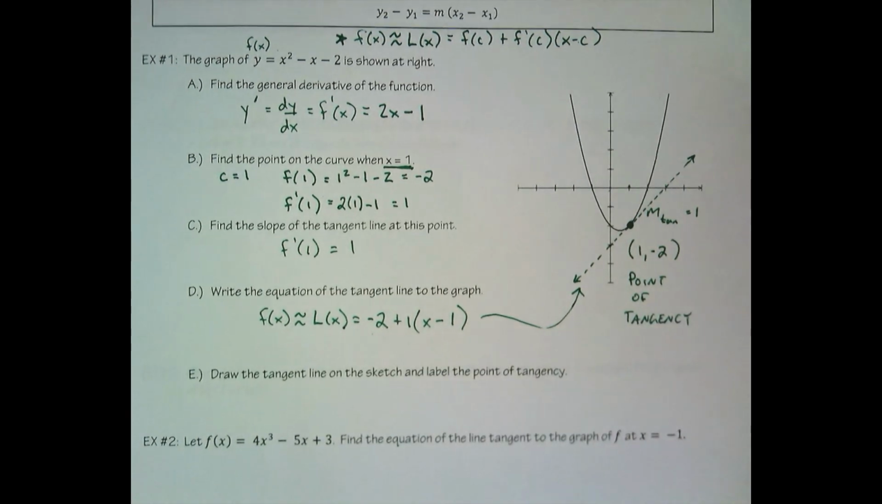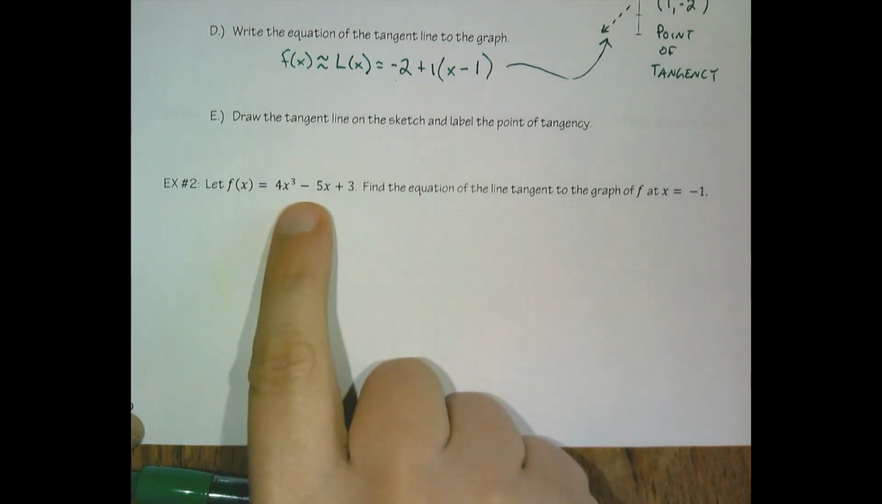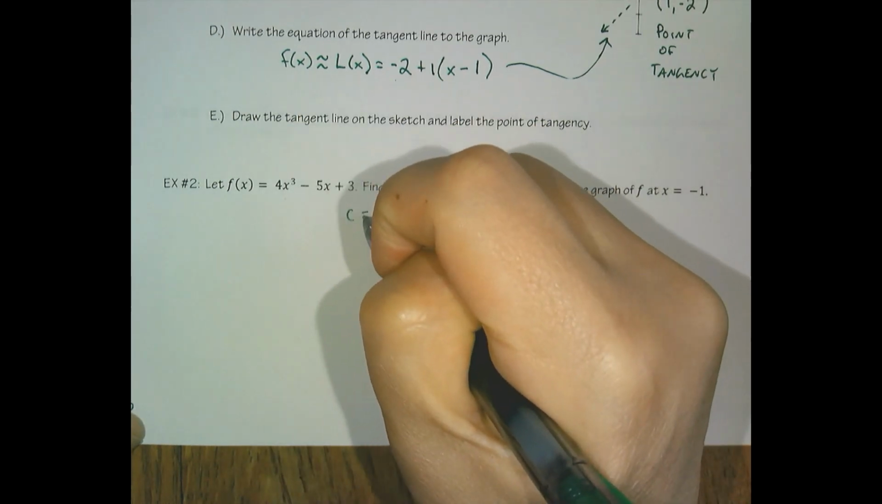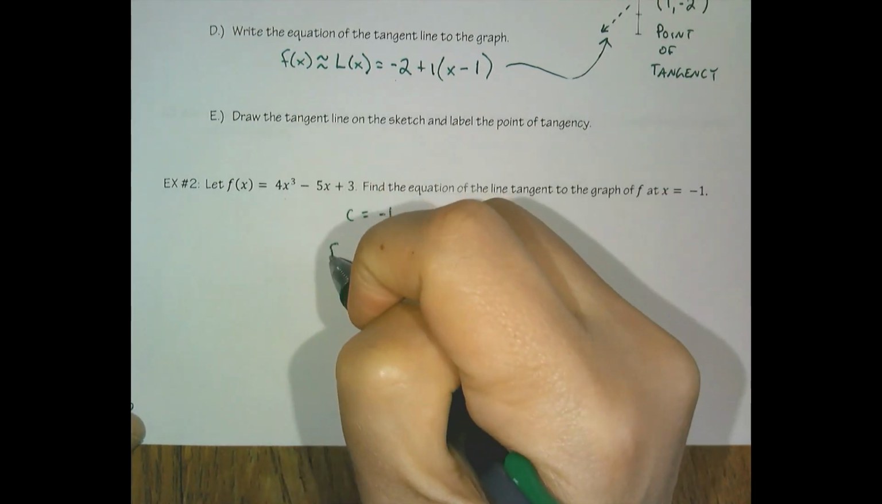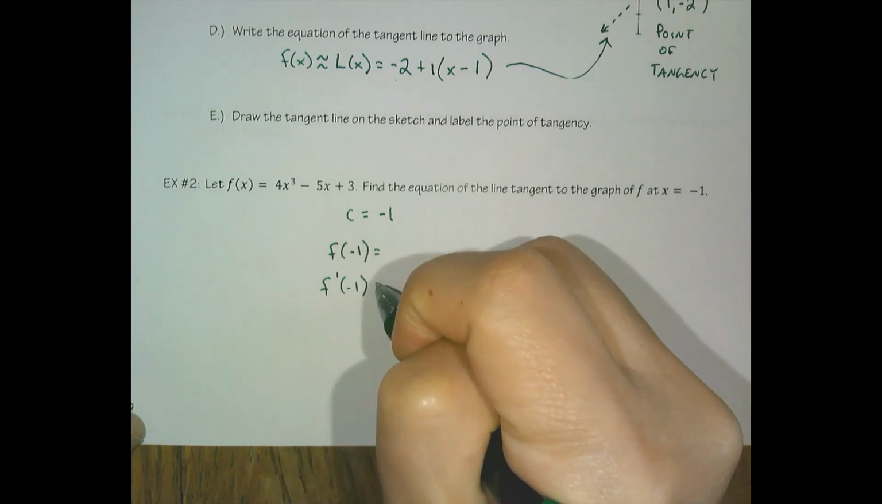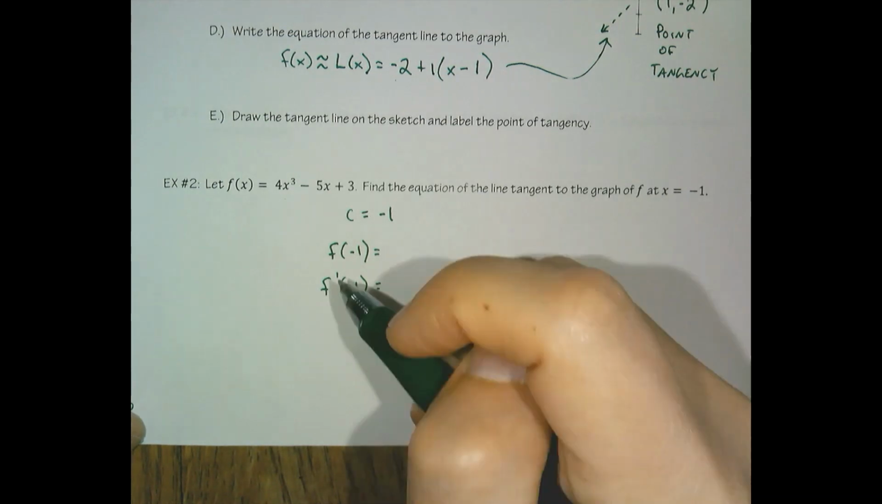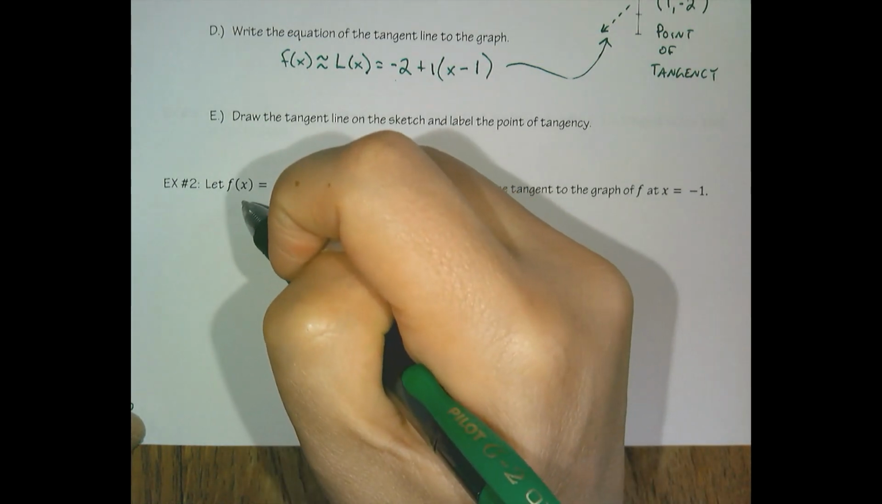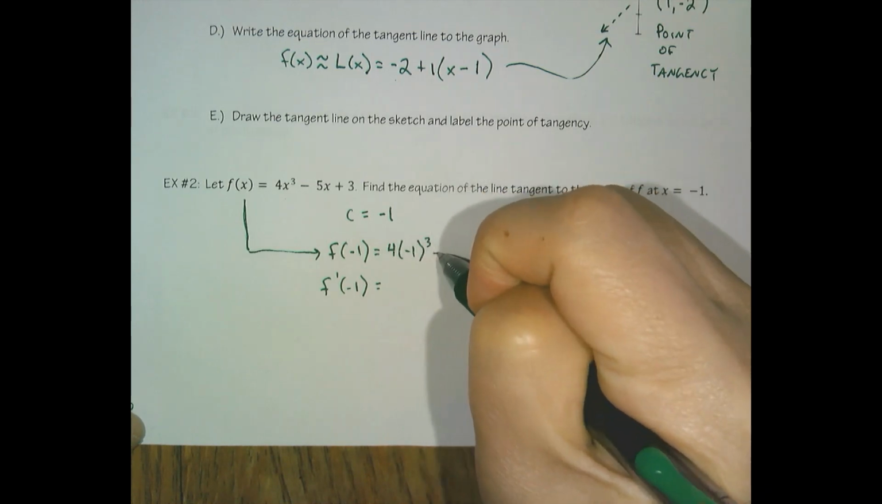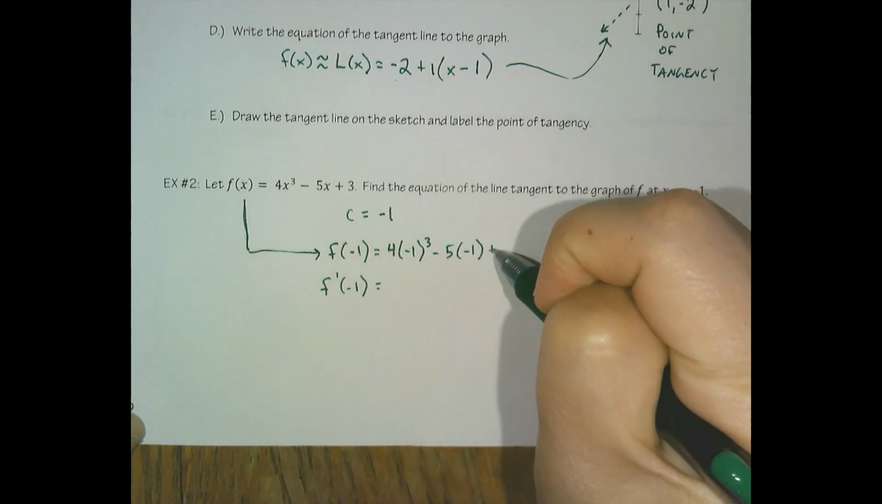Okay, that's kind of the meat of what we're doing in these problems. So let's take a look at example 2. In example 2, we are given a function and asked to find the tangent line at negative 1. So they've identified that the center is at negative 1, so we need to evaluate f of negative 1 and f prime of negative 1. Well, in order to evaluate these, we need to know what the functions are, and we're already given what f of x is. So f of negative 1 would be 4 times negative 1 cubed, subtract 5 times negative 1 plus 3.